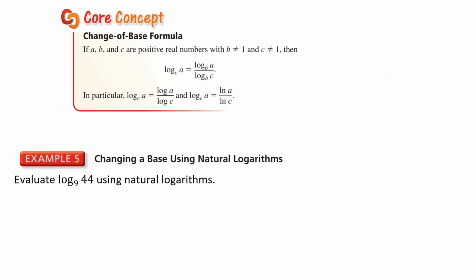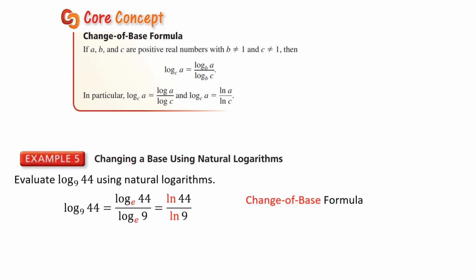Example 5 is just the same as example 4. What's the log base 9 of 44? They're now asking us to use natural logs, and so we can use the change of base formula to say that that is equal to the log base e of 44 divided by the log base e of 9. More simply expressed, the natural log of 44 divided by the natural log of 9.